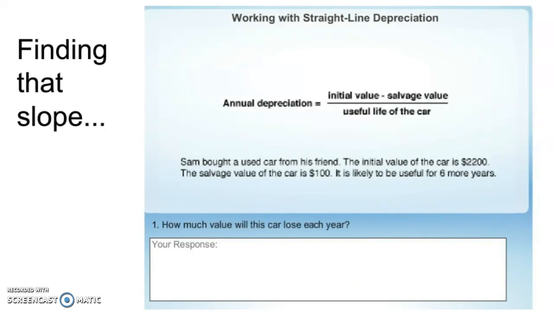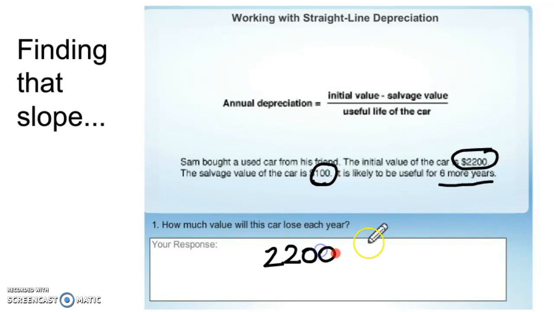So let's look at an example. Sam bought a used car from his friend. The initial value was $2,200. The salvage value of the car, $100, and it's likely to be useful for 6 more years. All right, so we can use that to find our slope, or find that annual depreciation, the amount it's going to depreciate each year. So the initial value, $2,200, minus the salvage value, $100, that's how much it's worth in 6 years, divided by 6.